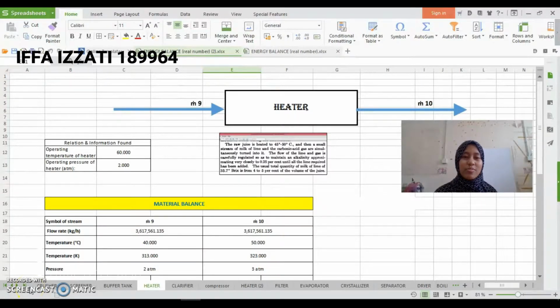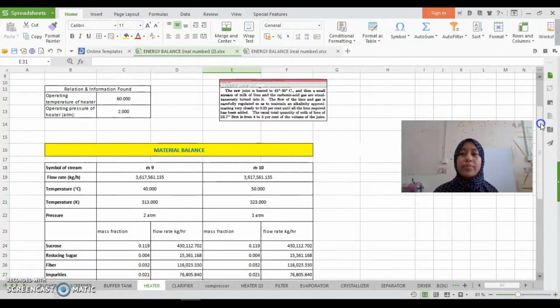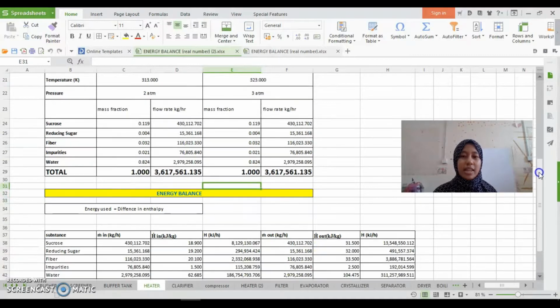Okay, next we move to the next process, that is a heater, the first heater before the clarifier. In this heater we just heat from 40 degrees Celsius to 50 degrees Celsius. The mass flow rate that entering the heater is around 3 million, and it's same with the outlet stream because it doesn't affect the mass flow rate. It just increase in temperature.